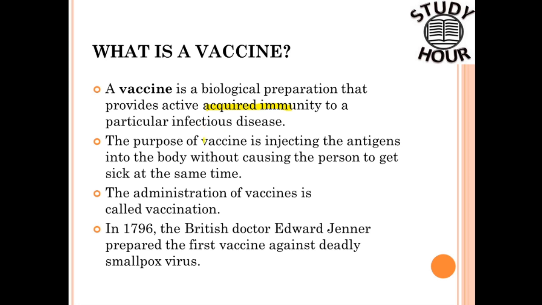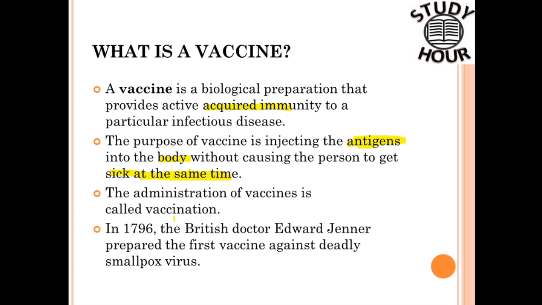So the main purpose of vaccine is injecting the antigens. Now antigens, they are derived from the disease causing organisms and they will be kind of foreign substance for our immune system, that is disease fighting system or defense system. Okay, so the main purpose of vaccine is injecting the antigen into the body without causing the person to get sick at the same time and stimulate the immune system to develop antibodies against them.